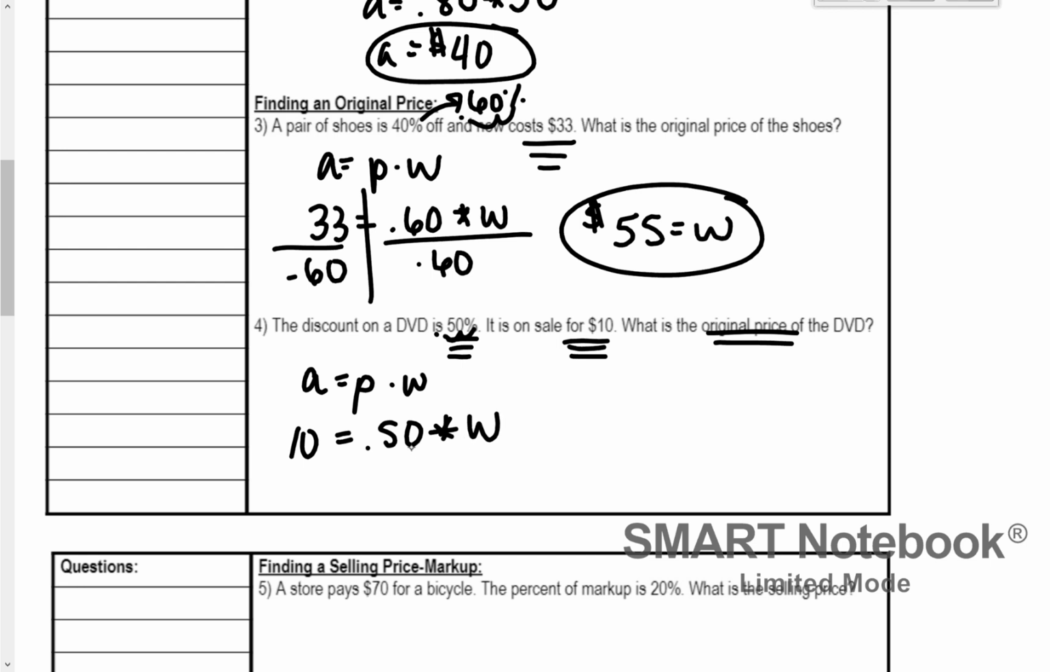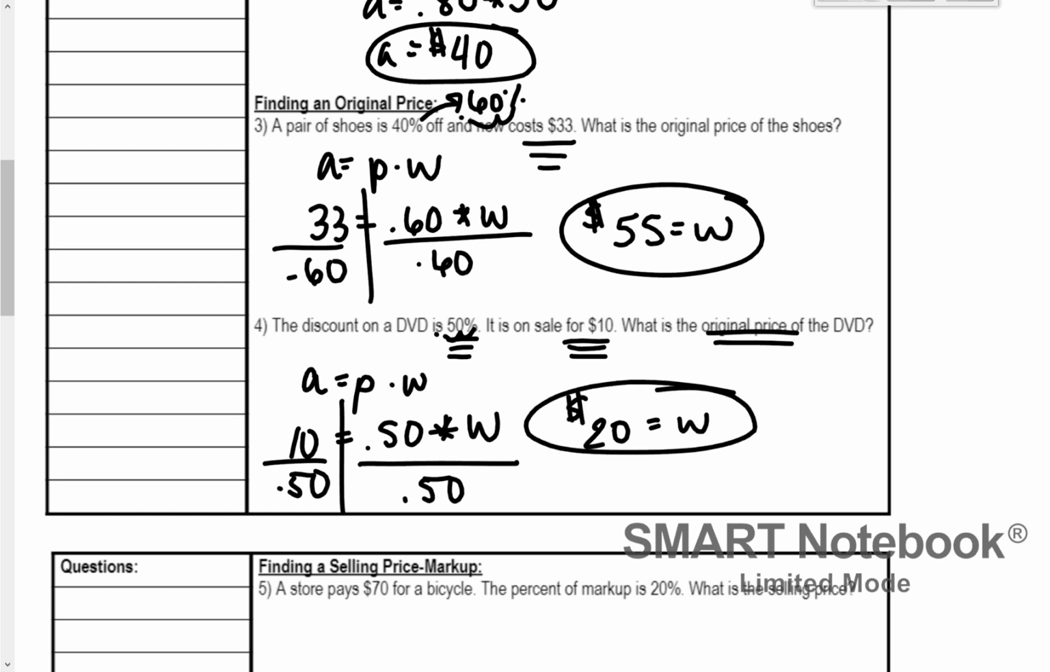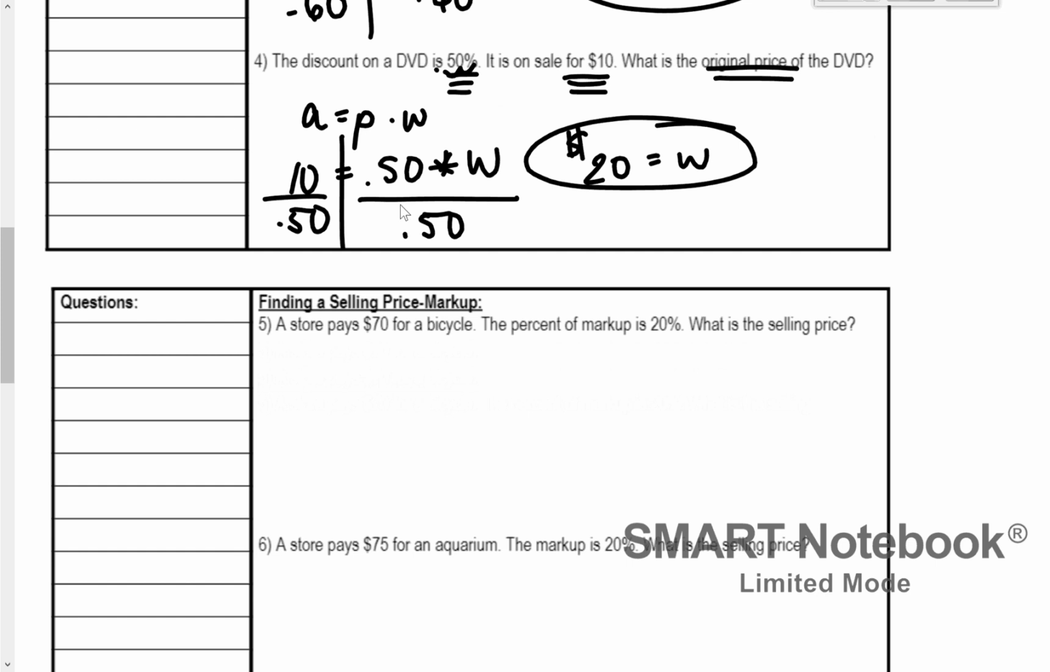To undo times 0.50, we divide by 0.50. 10 divided by 50 hundredths is 20. That's a whole long way of knowing that if it's 50% off, obviously that price would be 20, but we do need to show our work for these problems for when we have a percent like 87% or something that we can't do mentally. So make sure we're showing our work for that one.